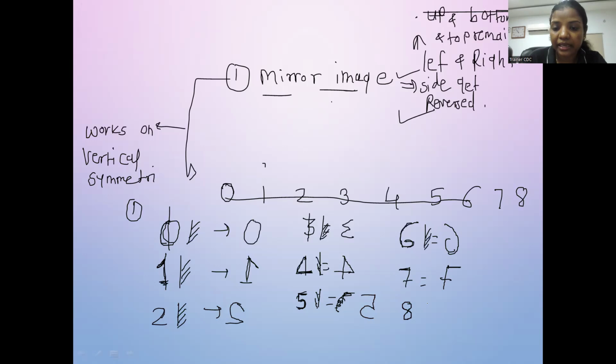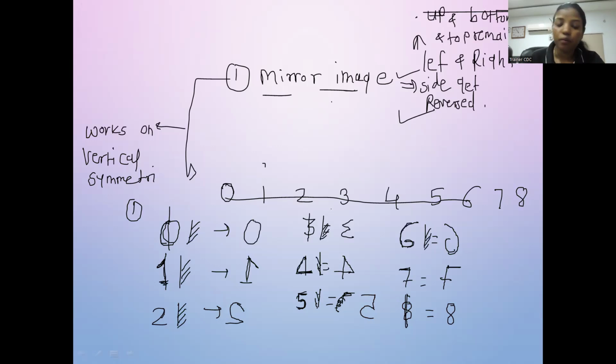Now 8, can you tell me how 8 will look in the mirror? What do you think? Will 8 look the same or different? If you draw one vertical line in the middle of the 8, you can see the figure has vertical symmetry. Left and right side of this line are the same, so 8 will look exactly as it is. Understood? Yes. So this is how mirror image problems work.